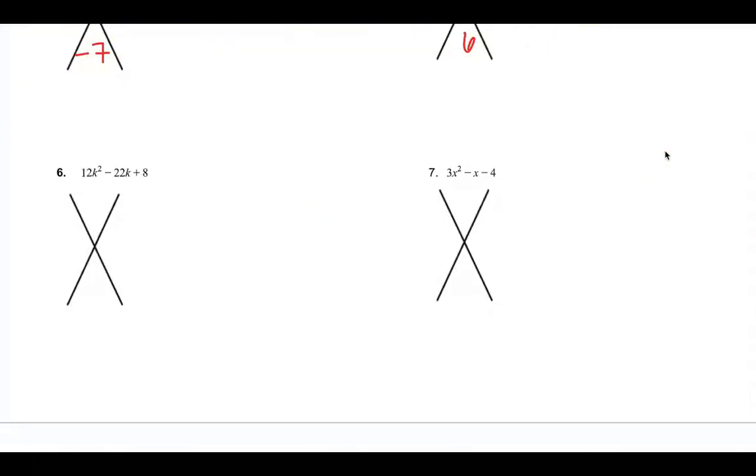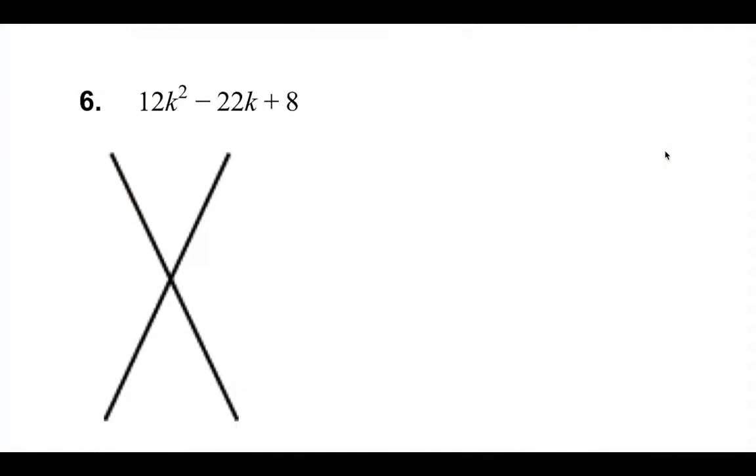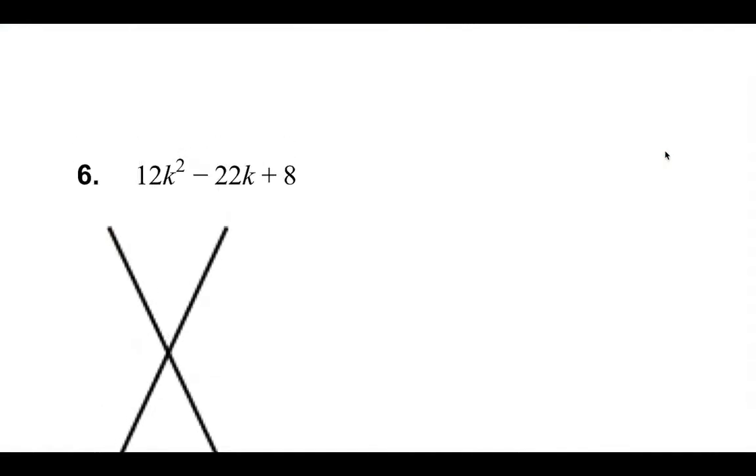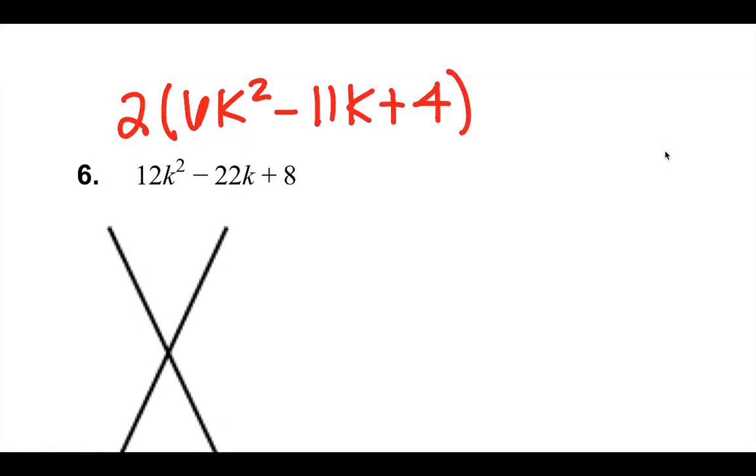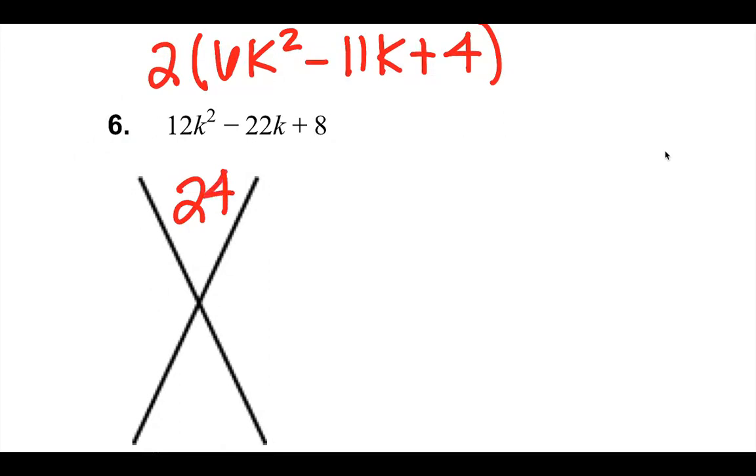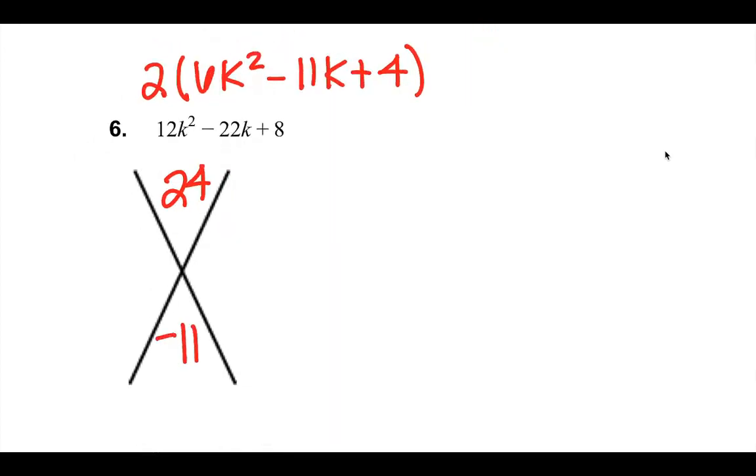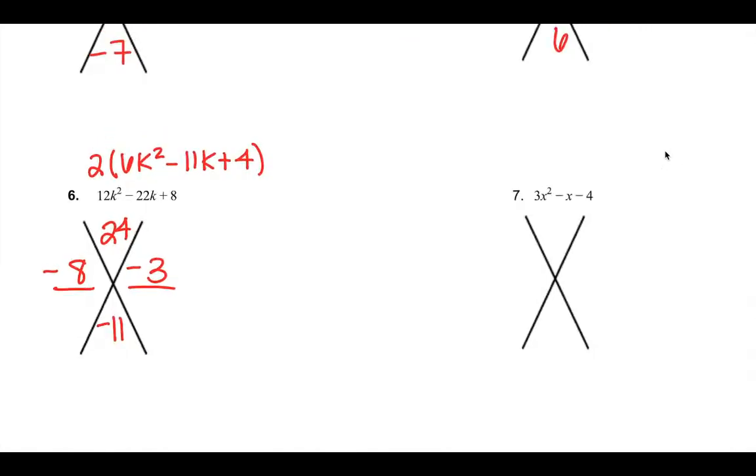This one, again, I can take stuff out of it. I'm going to take a 2 out. So now it's really 2 times 6k squared minus 11k plus 4. Again, I'm going to ignore that 2. 6 times 4 is 24, and then negative 11. I've got to multiply to 24. I'm thinking 8 times 3, and I'm going to make those negative, because a negative times a negative gives me that positive 24, but a negative plus a negative is going to give me that negative 11. So again, always get that GCF if you can.